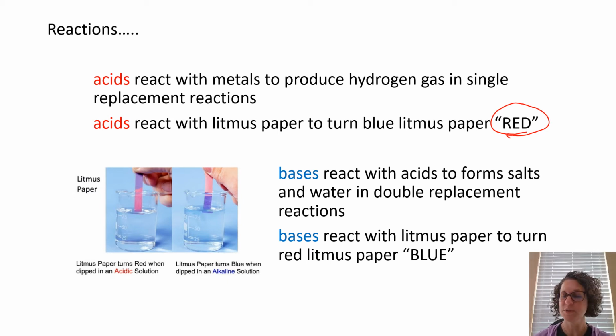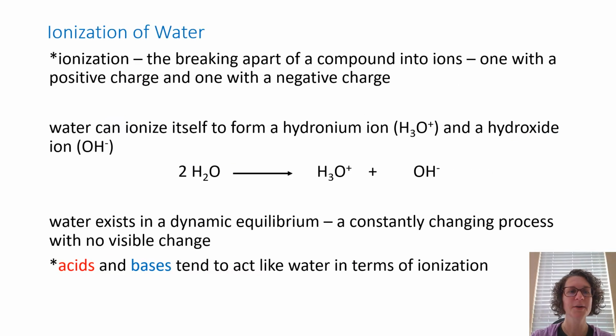And so litmus paper is one of the fastest, easiest ways to test for acid or base. It used to be taste, which they don't really like anymore because, you know, people died from that. So that's why we've come up with things like litmus paper.